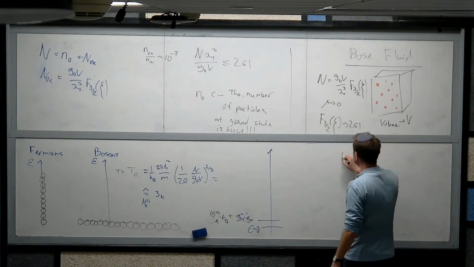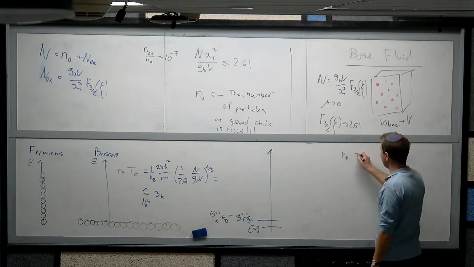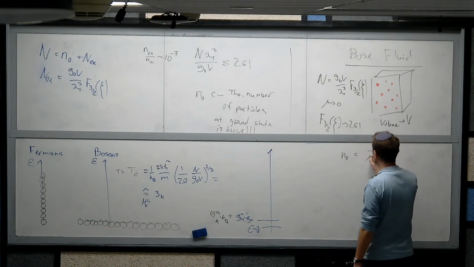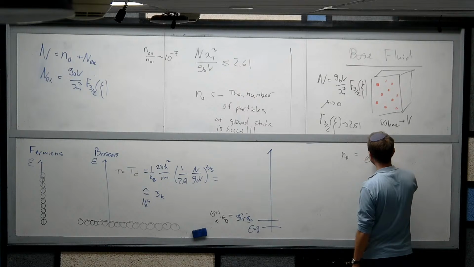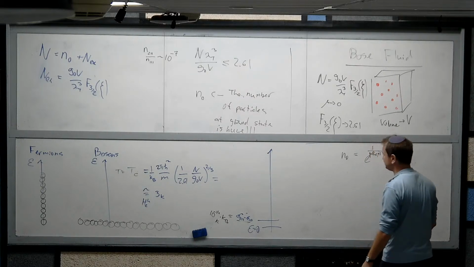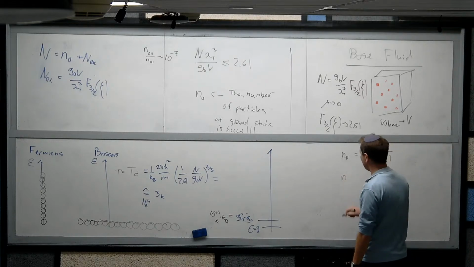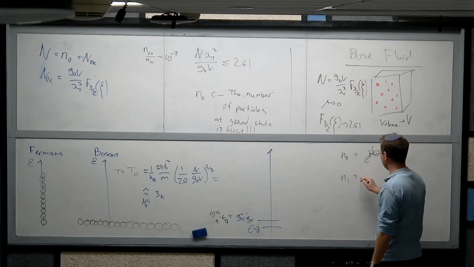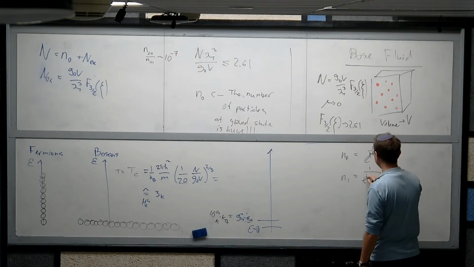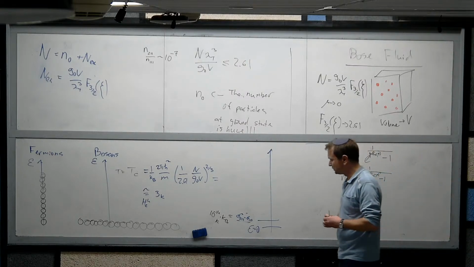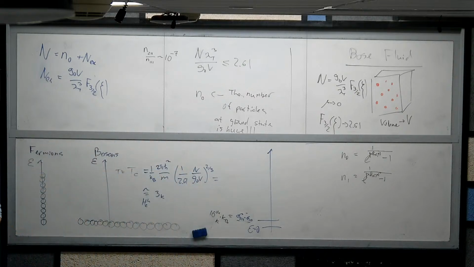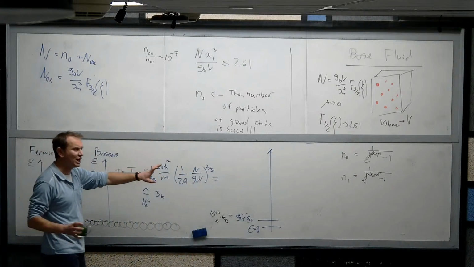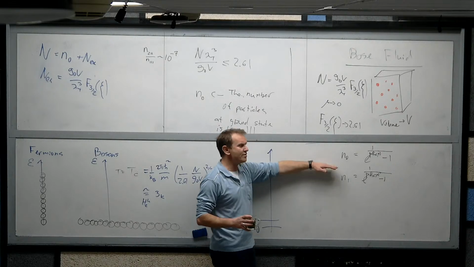So remember, what is N0? N0 is 1 over e to the power beta times epsilon 1,1,1 minus mu, minus 1. Let's call it, what is N1? N1 is 1 over e to the power beta times epsilon 2,1,1 minus mu, minus 1. This is the whole difference between the two states, the occupation numbers of the ground state and the excited state.